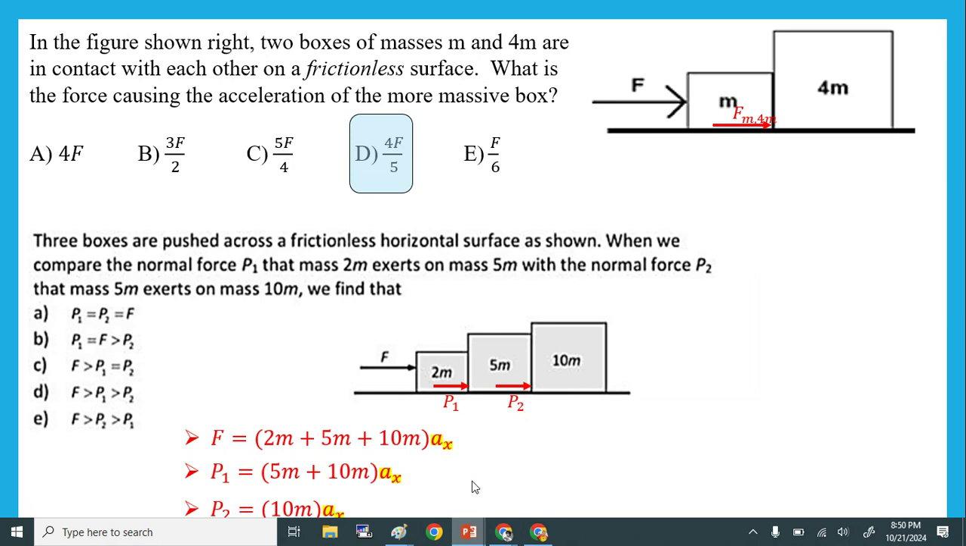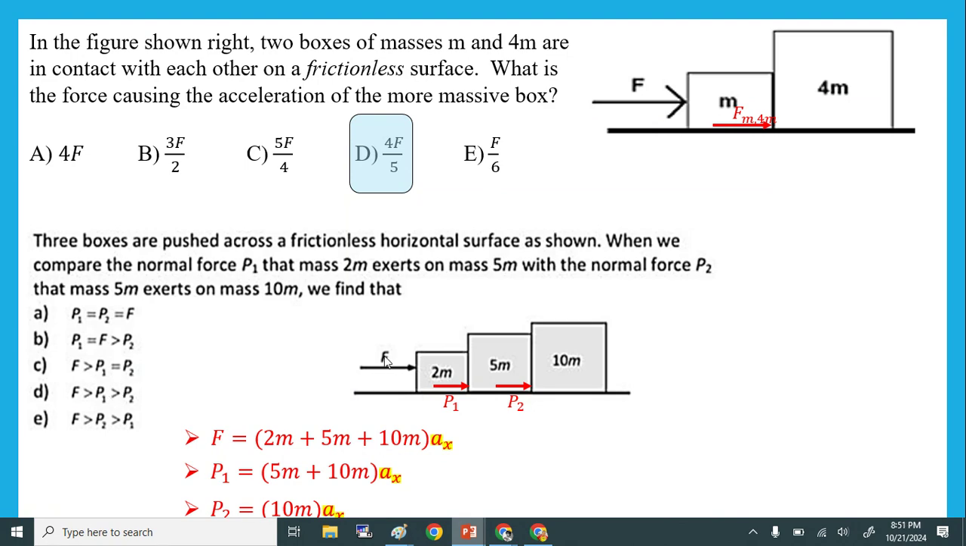Using common sense, they all have the same acceleration in these equations. Therefore, the first statement pushes the most mass. In order to push more mass and have the same acceleration, you need more force. So I'm going to go with choice D here. It says that F is greater than P1, which is greater than P2, which makes sense. F is the farthest left and it is pushing the most mass. In order to keep the same acceleration, it has to be the greatest.